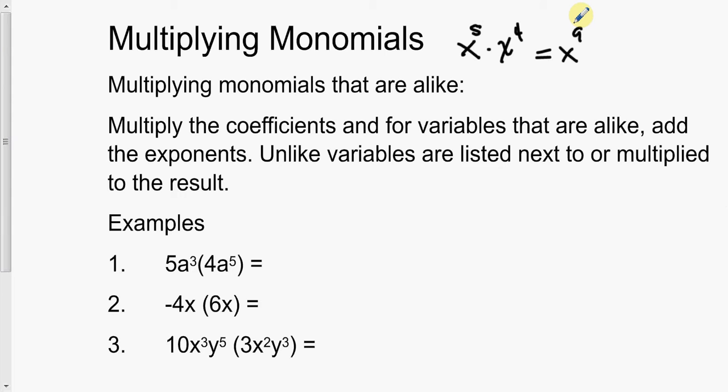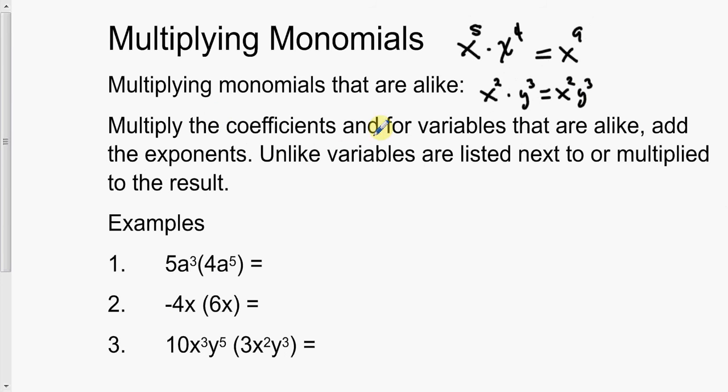Now, if they're unlike, if this is x squared times y, let's say times y to the third, that just becomes x squared times y to the third. And that's what I mean here. Unlike variables are listed next to each other in the result. So just put them right next to each other, and that's it if they're unlike terms.